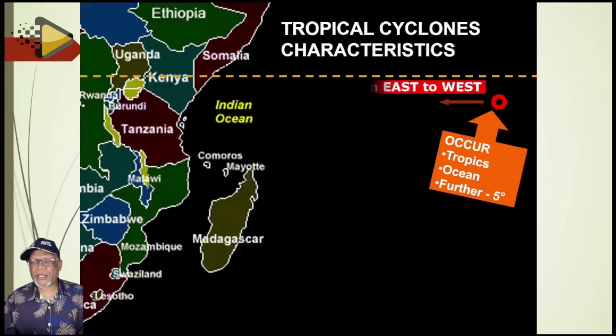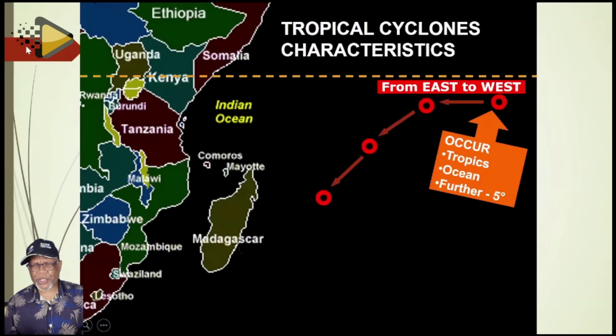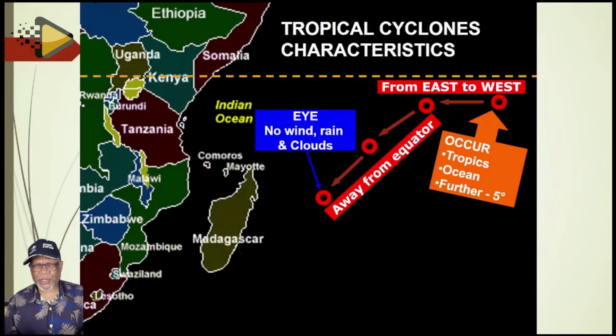It requires sea surface temperatures of 27 degrees and above. And it also requires a lot of evaporation. And now we're looking at the condition of the eye of a tropical cyclone. There is no wind in the eye of the tropical cyclone. There is no rain in the eye of a tropical cyclone. And there are also no clouds. So obviously, without clouds, you will not get rain. So this is the movement of tropical cyclone. It moves from west to east.